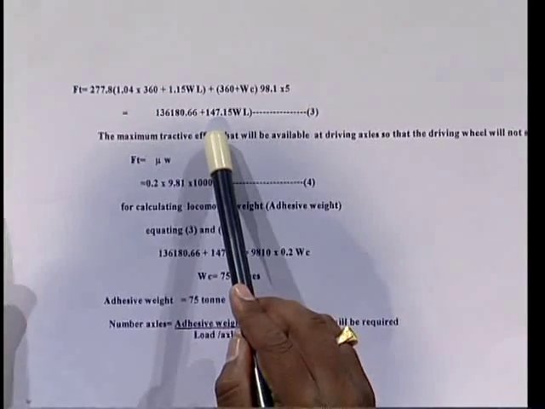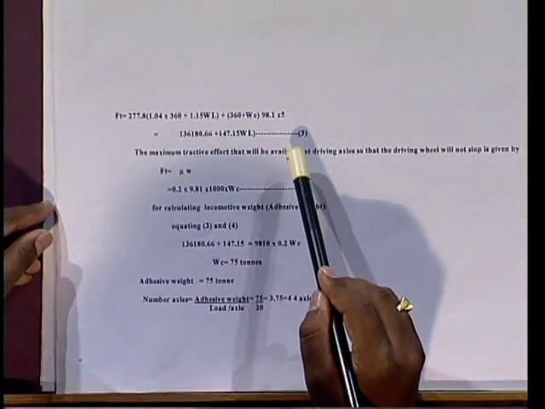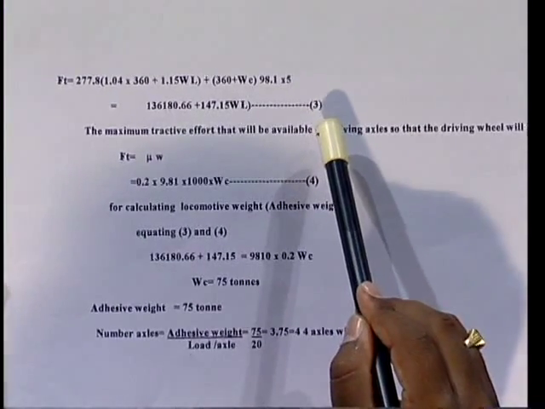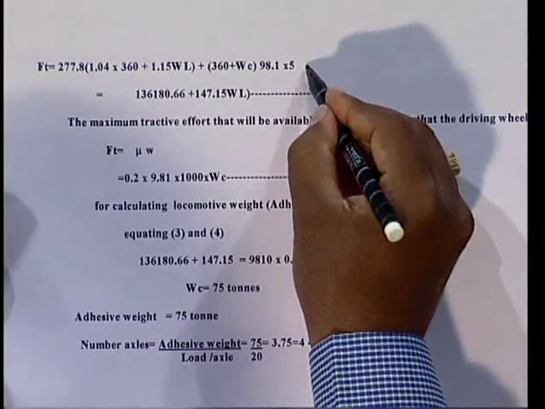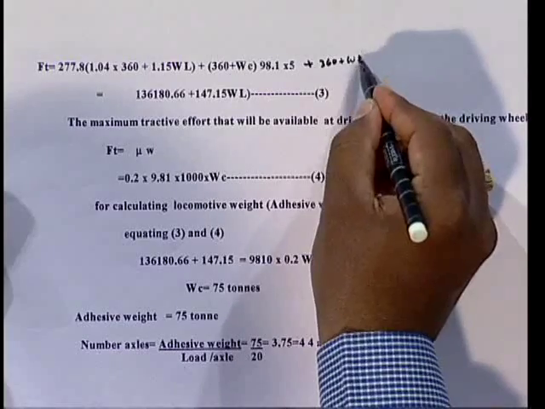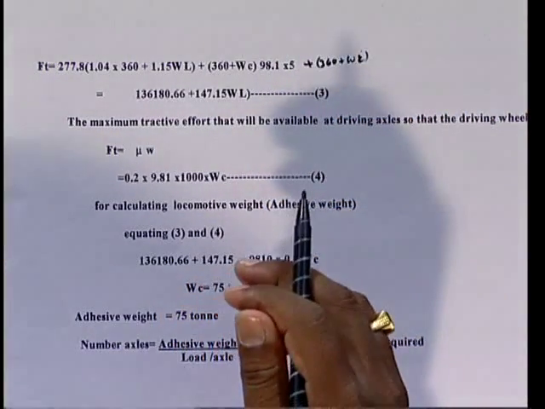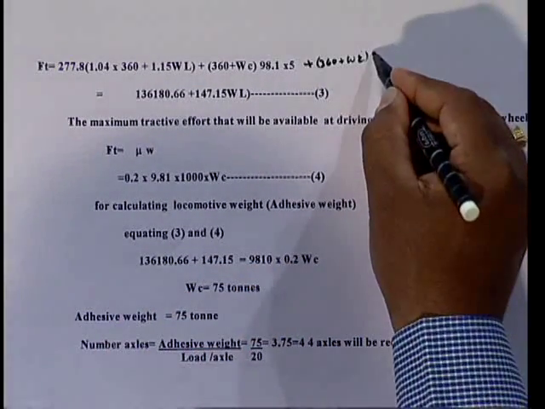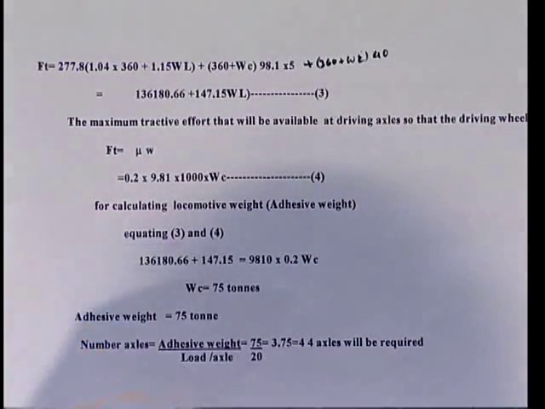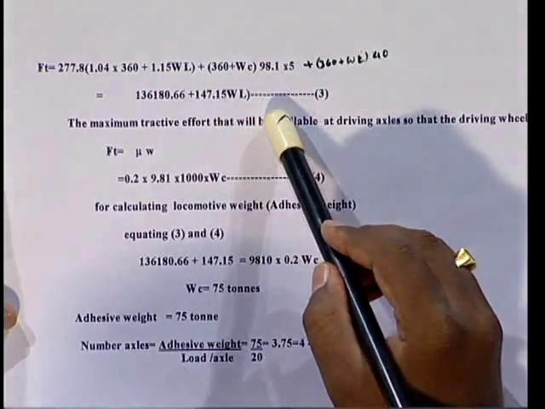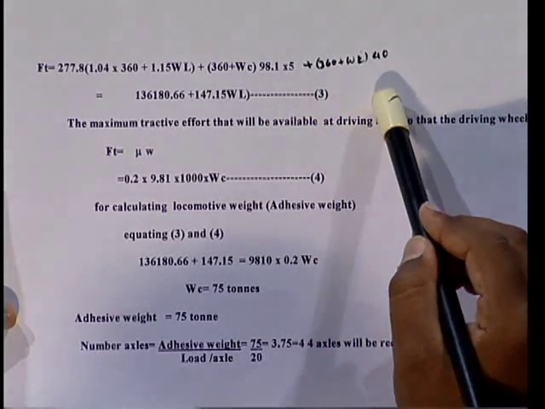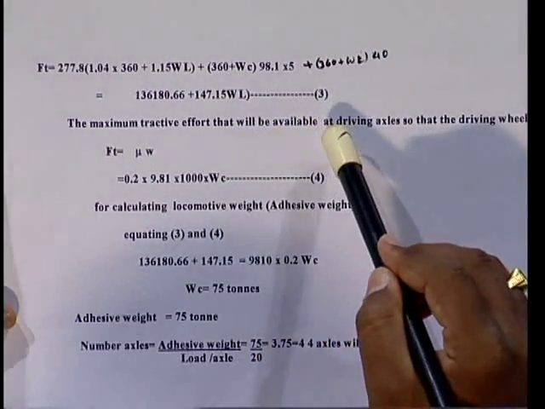F of T is equal to 277.8 into 1.04 into 360 plus 1.15 W L into 360 plus W C into 98.1 into 5 plus 360 plus W C. I am correcting, that is 360 plus W C, W L into W, or what is the train resistance? Train resistance will be 40. After calculating this, we will get 13610.66 plus 147.15 W L. I am calling this the third equation.